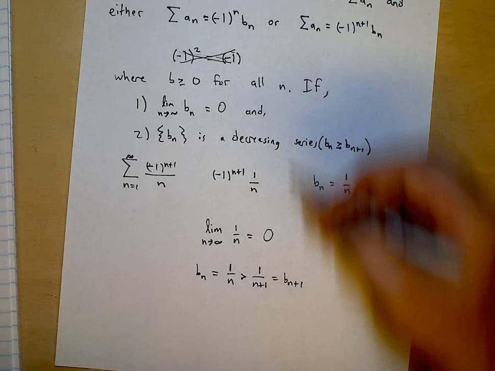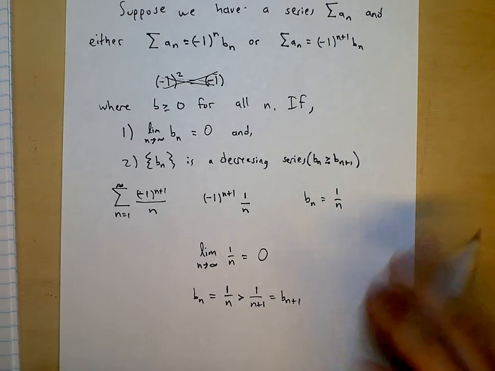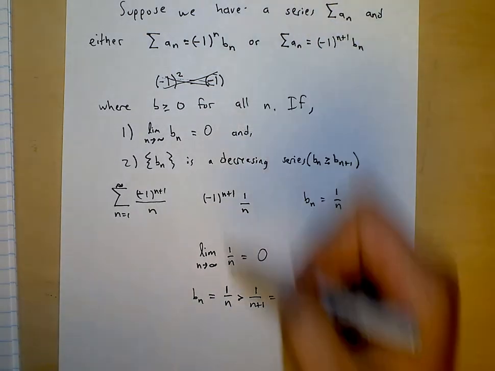Therefore, both of the criteria for the alternating series test are in fact met. We can assume that this series, in fact, converges.